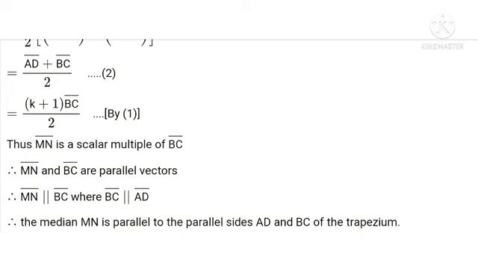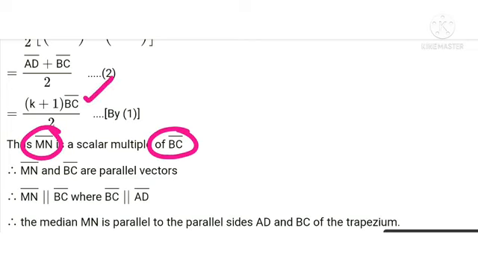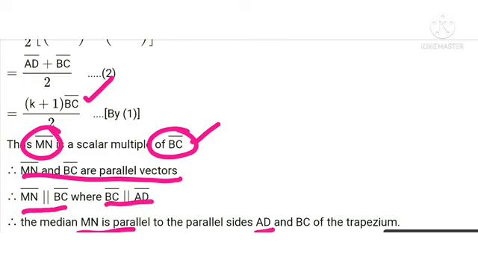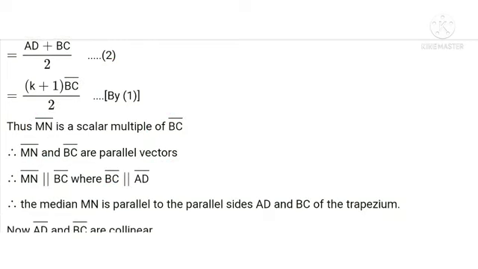Here we have proved that we can express MN bar as a scalar multiple of BC bar. Here we have proved that MN bar is equal to (k plus 1) upon 2 into BC bar. So if any vector is a scalar multiple of another vector, then we say the two vectors are parallel to each other. So here MN bar and BC bar are parallel to each other. But BC bar is parallel to AD bar. So MN is parallel to AD bar and BC bar of the trapezium.